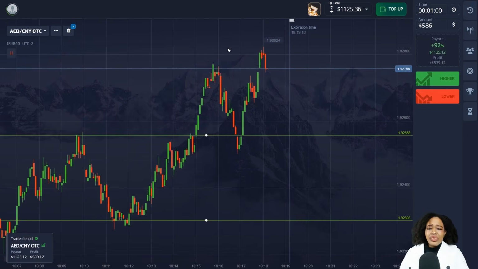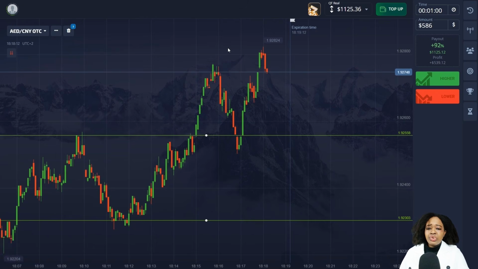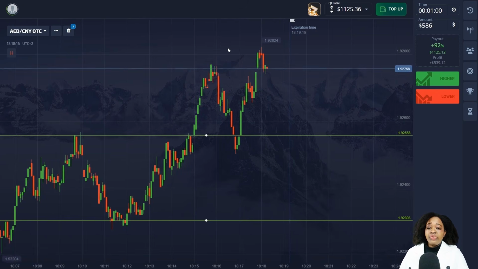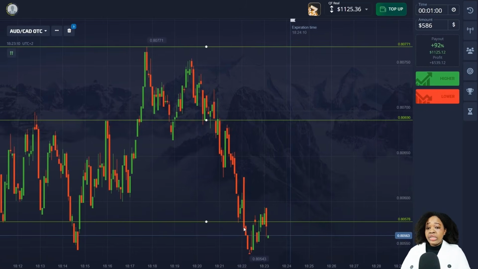This is excellent, friends. You can see the price continues to grow and I got very good profit. So here I've worked out the situation of the price at the top of the support level. Let me continue. So here we have a good and confident downtrend.